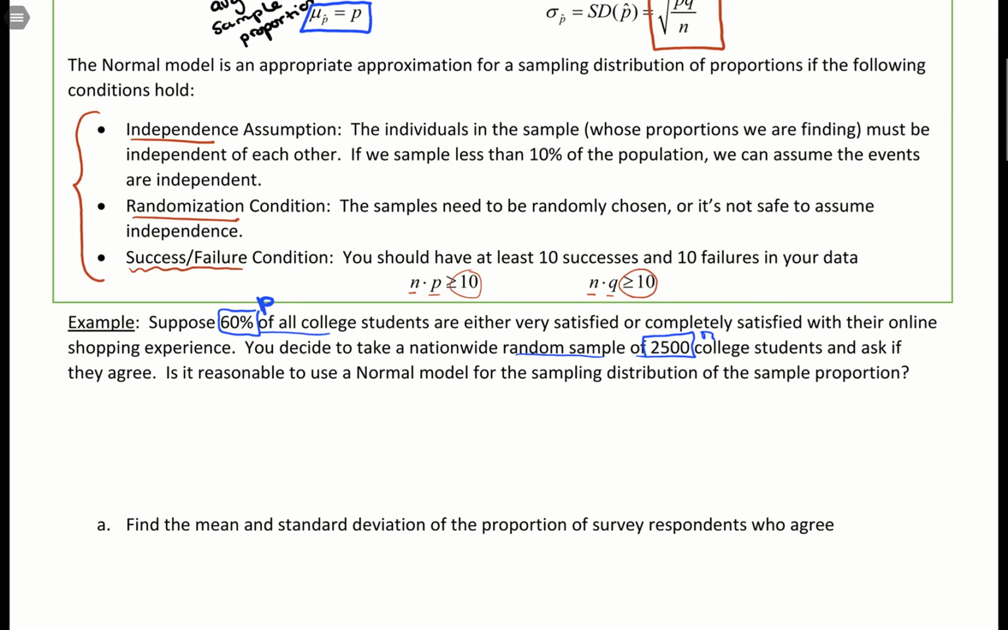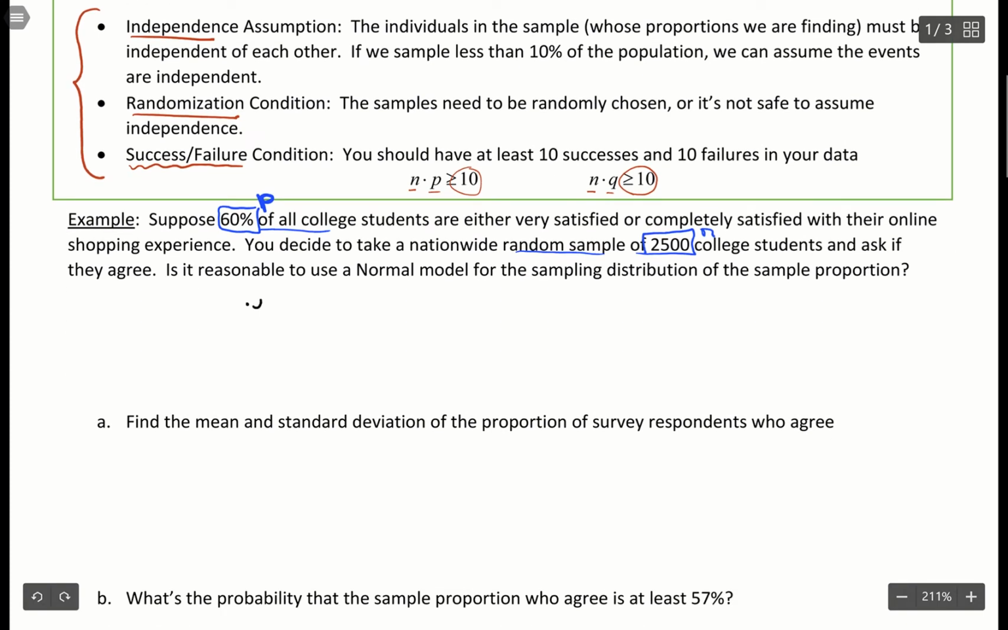So is it reasonable to use a normal model? Whenever we ask, can we use a bell-shaped curve, can we use a normal model, that's all about checking conditions. So what we want to do is check, do we have independence? If we think about responses to the survey, with these random 2,500 college students, their answers aren't going to influence each other in any way. One response is completely independent of the other. You can also think about the 10% condition. 2,500 college students is probably less than 10% of all college students nationwide, so we'd be good there.